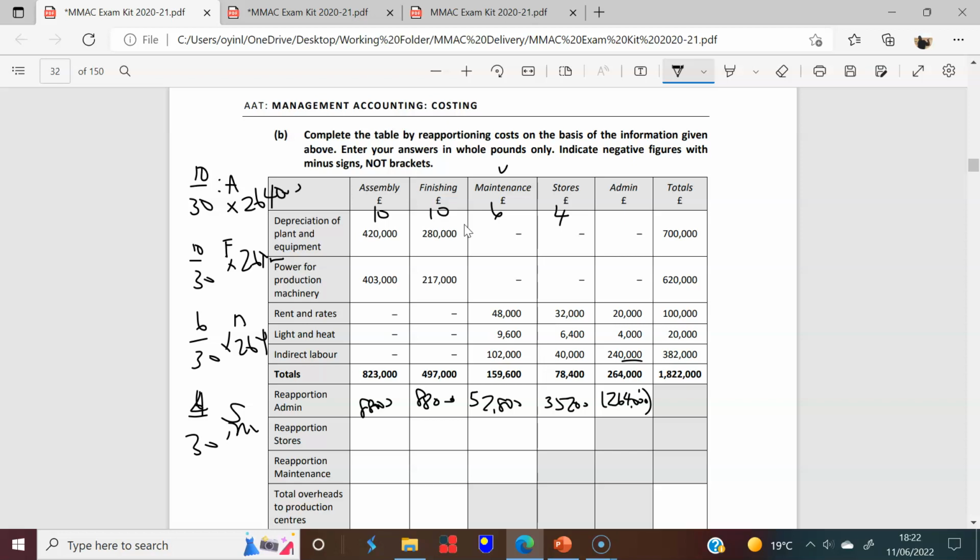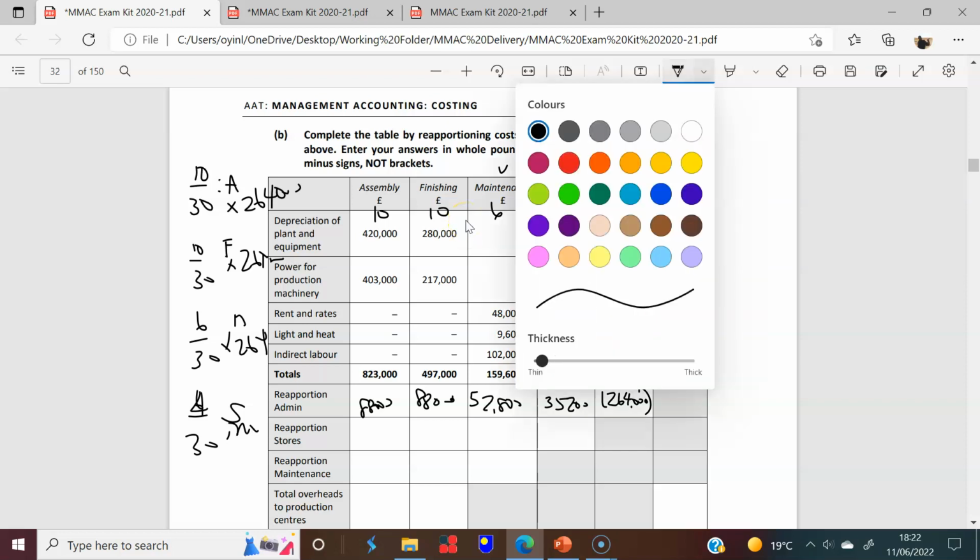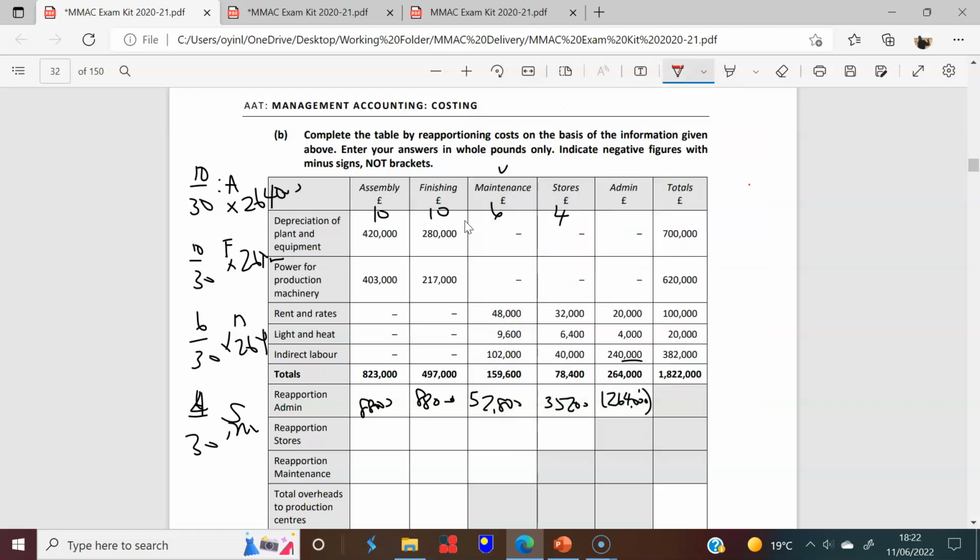So now I add these two together. I'll change my pen color just for clarity. 78,400 plus 35,200.